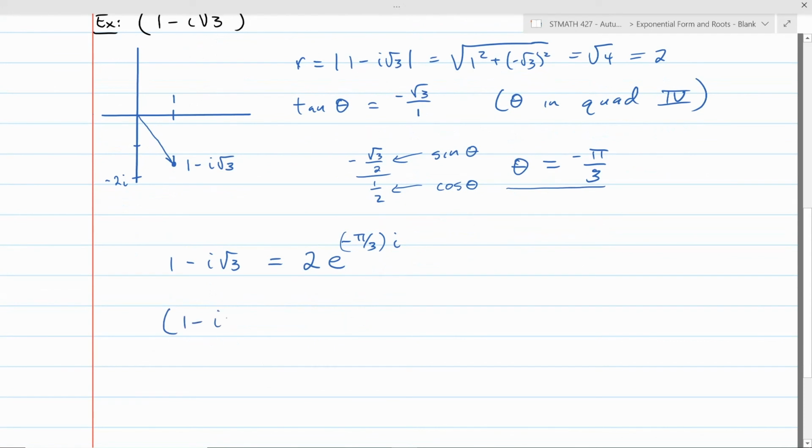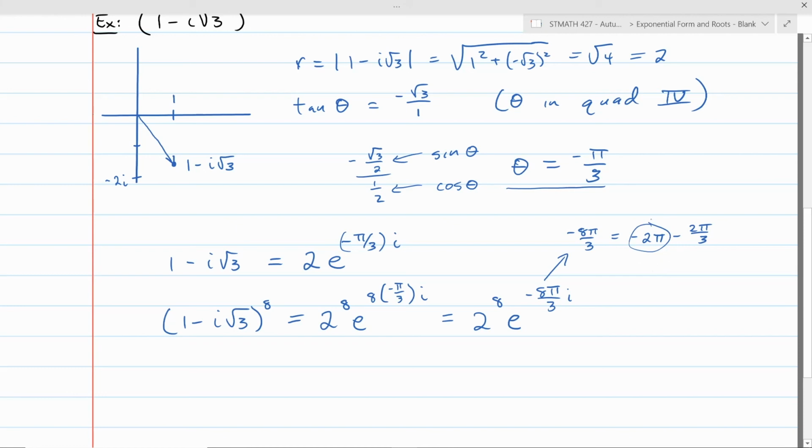1 minus i square root of 3 to the 8th power would be 2 to the 8th, and then e to the 8 times negative pi over 3 times i. So that's 2 to the 8th e to the negative 8 pi over 3 times i. Negative 8 pi over 3 seems like kind of a strange angle, but you can express that as negative 2 pi minus 2 pi over 3. I'm just adding a multiple of 2 pi to that angle, so I can just throw that away and write this as 2 to the 8th times e to the negative 2 pi over 3 times i.